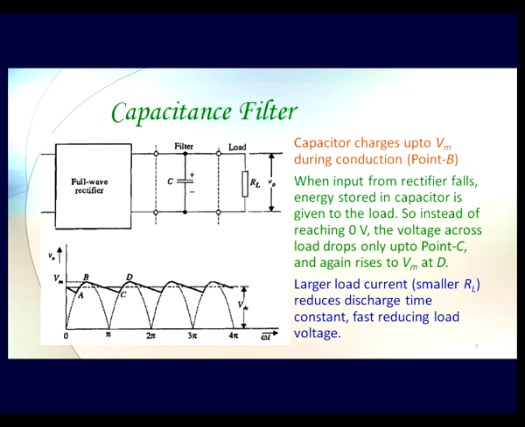Now of course the performance of this filter is going to depend on the value of the load also. If my load resistance reduces, it means there is a larger current flowing through it. So when the requirement of larger current is there, this capacitor is going to get discharged faster. So in such cases, instead of reaching point C here, the voltage will reach a little below here and then go up.